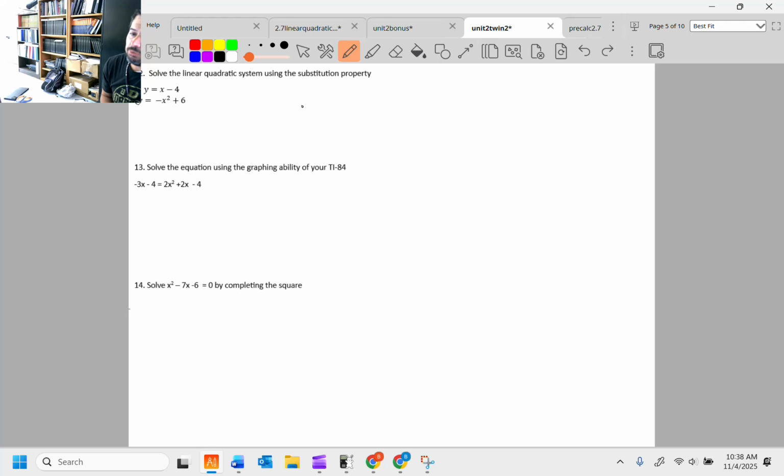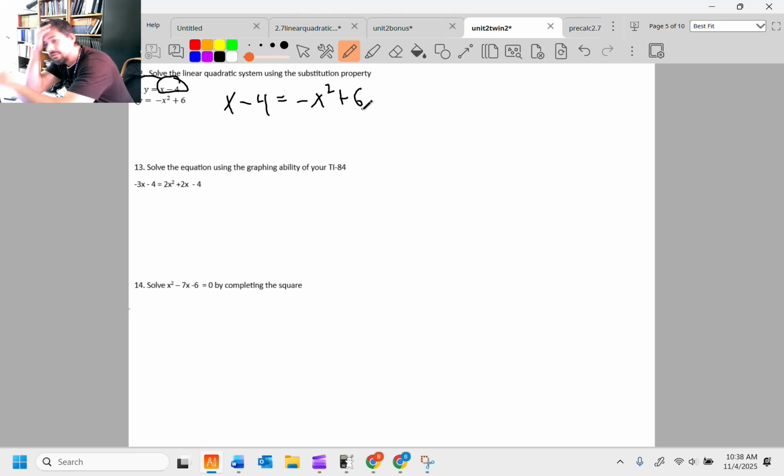So here we have number 12, solve the linear quadratic system using substitution property. And this one's really just the transitive property. Notice how both of these are set equal to y. That means they're going to be equal to each other. So I know that x minus 4 equals negative x squared plus 6.